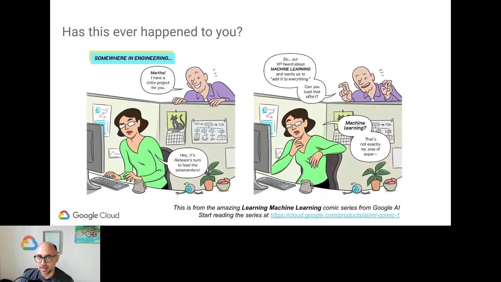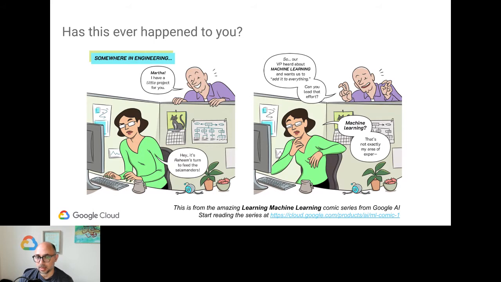So has this ever happened to you? Being engineers and working in an engineering department, somebody comes up to you, your boss, and says, hey, I've got this new X technology that either he or they or their VP has heard of, and they want to integrate it. And I can't say that anything is further from the truth when it comes to AI and ML.